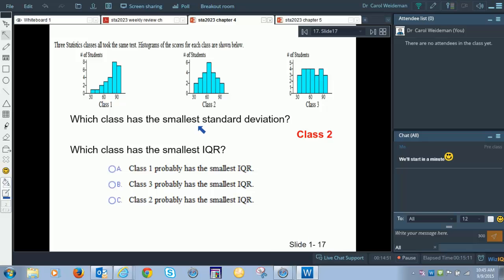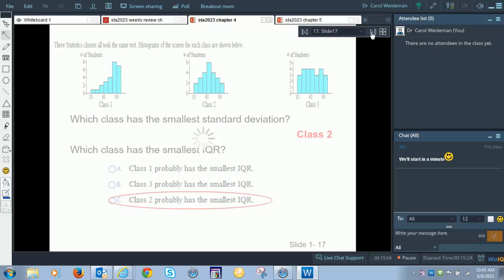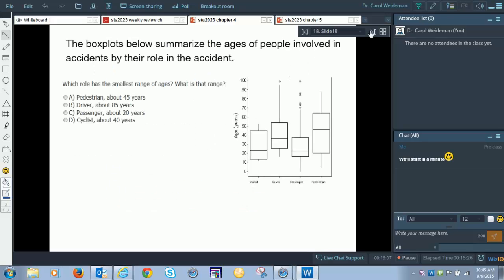Which one has the smallest IQR? We can't be sure about this, but because it has a smaller standard deviation here, class 2 probably has the smallest IQR. So this is an interesting way for you to look at a graphical display to make some inferences, even though you don't know the mean, the median, the standard deviation.